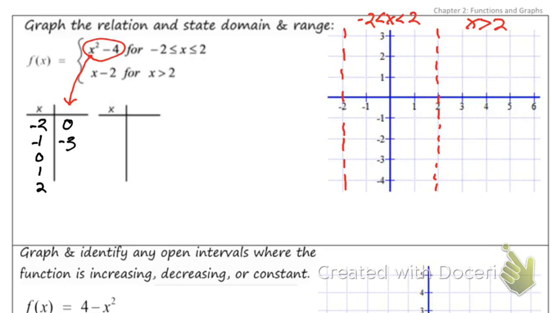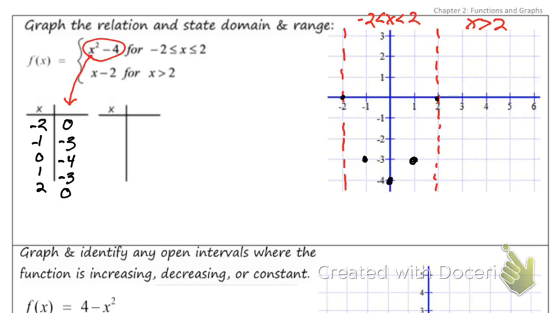0 squared minus 4 is -4. 1 squared minus 4 is -3. 2 squared minus 4 is also 0. So we're going to go ahead and plot those points. At -2, we have 0. At -1, we have -3. At 0, we have -4. At 1, we have -3. And at 2, we have 0.